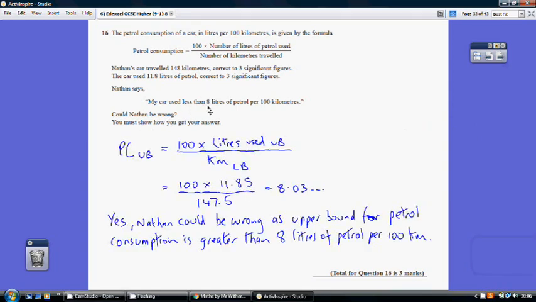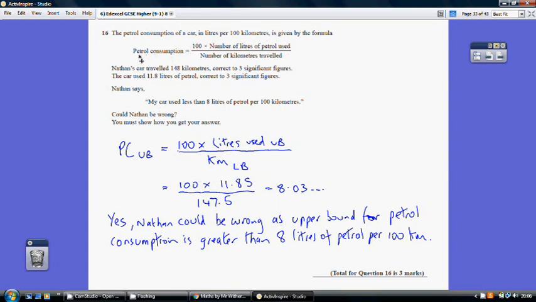Question 16. So, could Nathan be wrong? Nathan's saying that his car uses less than 8 litres of petrol per 100 kilometres. So we want to just see, is there a chance that in fact the petrol consumption is higher than this? So let's work out the upper bound for the petrol consumption.